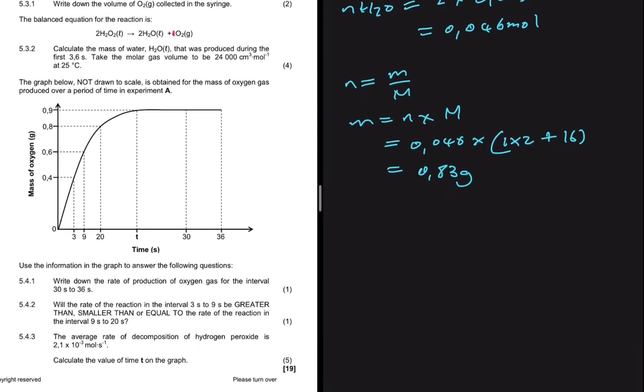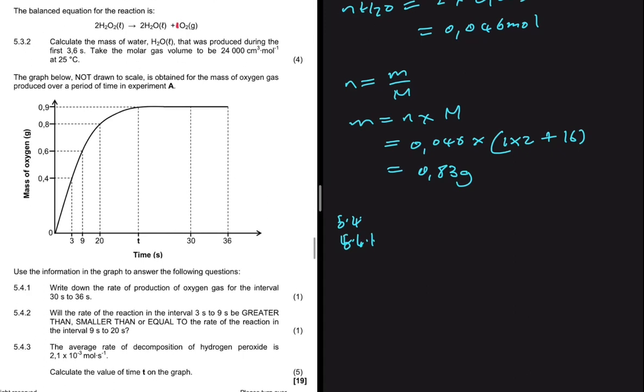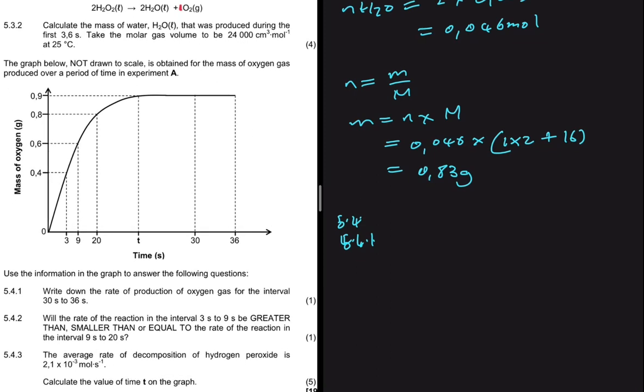Right, let's do 5.4.1. So we have a graph which is not drawn to scale. It is obtained for the mass of oxygen gas produced over a period of time in experiment A. And then the first question is saying write down the rate of production of oxygen gas for the interval 30 seconds to 36 seconds. So let's go to our graph.